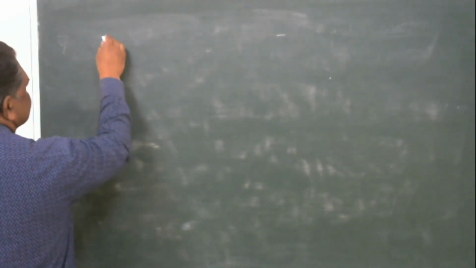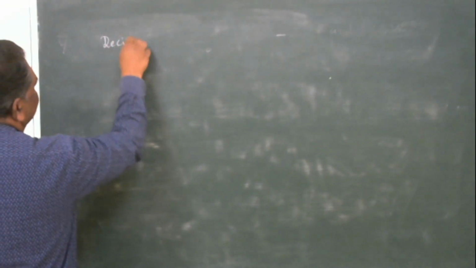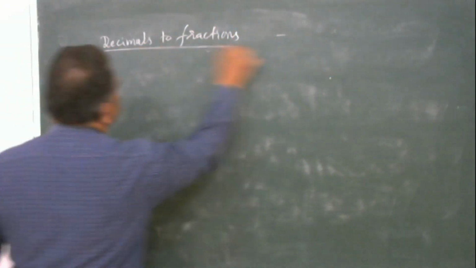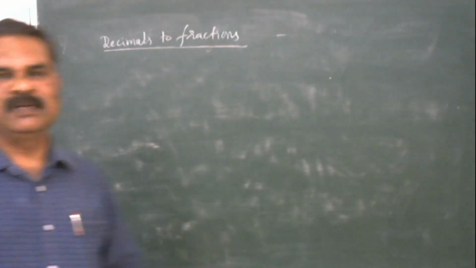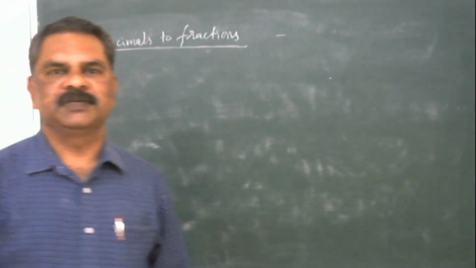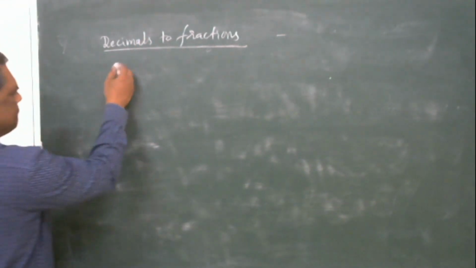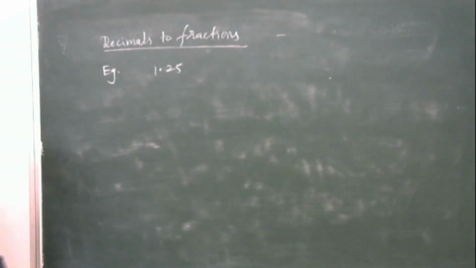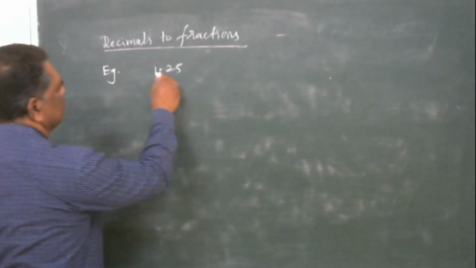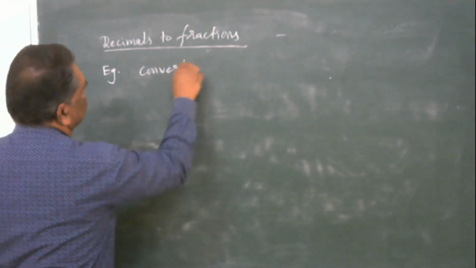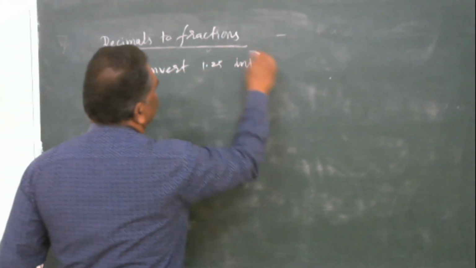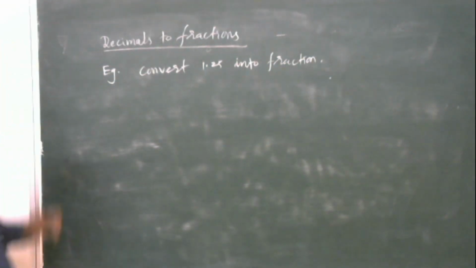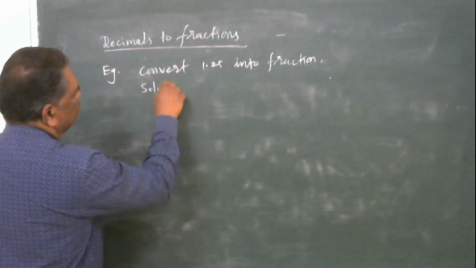And the next is conversion of decimals to fractions. Decimal to fractions, very easy. Just apply the definitions. Just apply the decimal place value chart and reduce it. Okay. Example: 1.25, a simple example. Convert 1.25 into a fraction. Solution. How do you do it? Very simple.